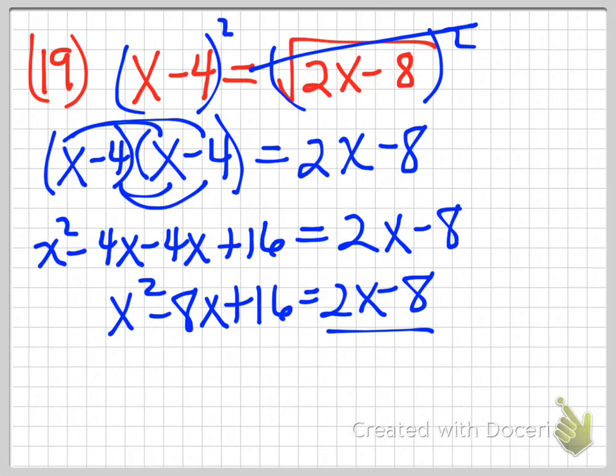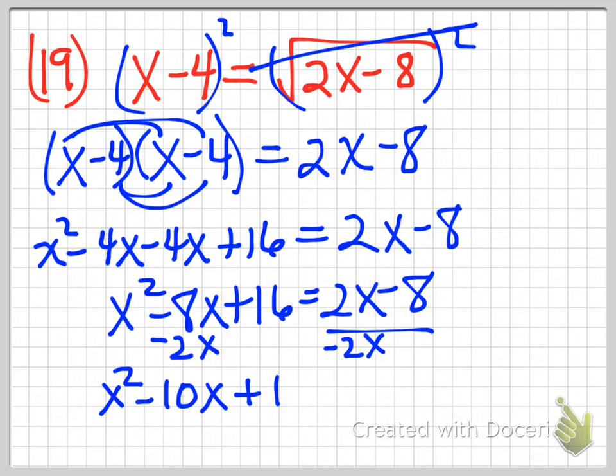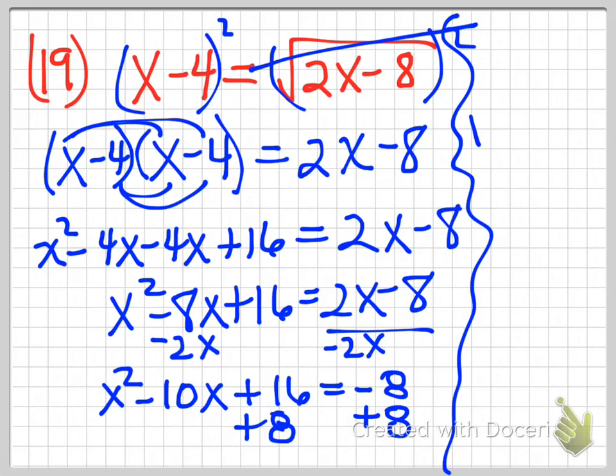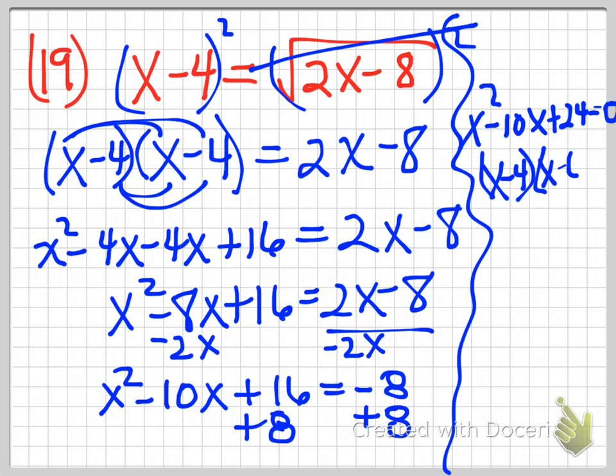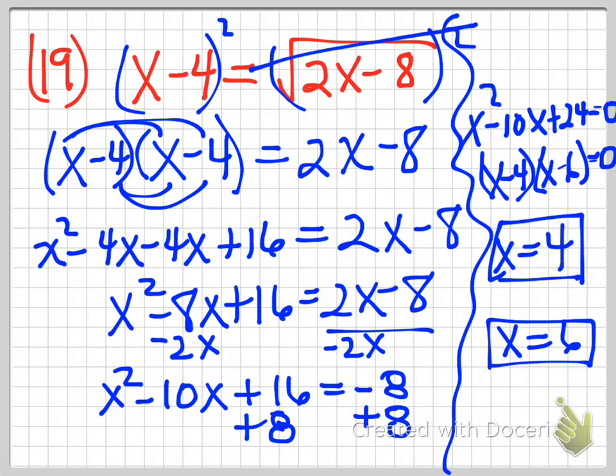Now I need this side over here to be 0. So I'm going to first of all subtract 2x from both sides. So x squared minus 10x plus 16 equals negative 8. And now I'm going to add 8 to both sides. So now I have x squared minus 10x plus 24 equals 0. If I factor this, I get x minus 4 times x minus 6 equals 0. So x equals 4 is a solution, and x equals 6 is a solution. And if you have both of these solutions, that's fine.